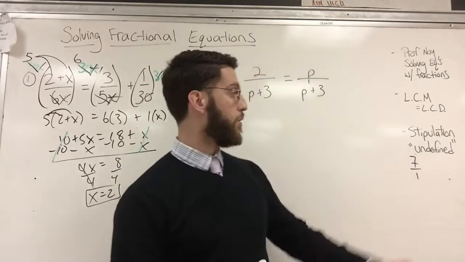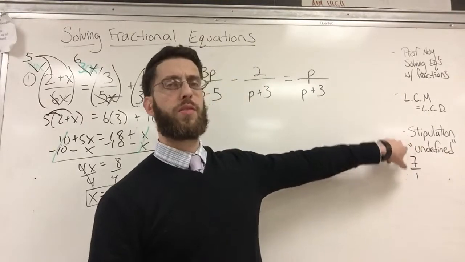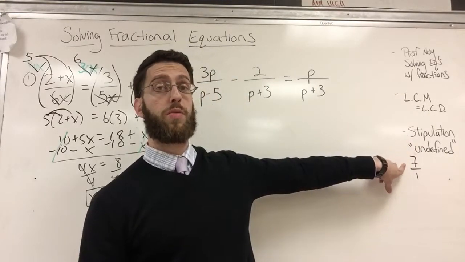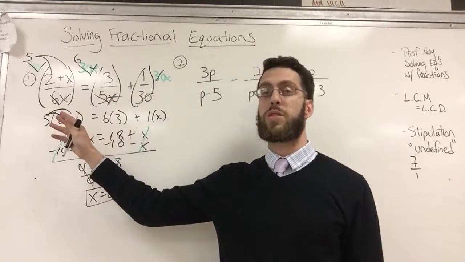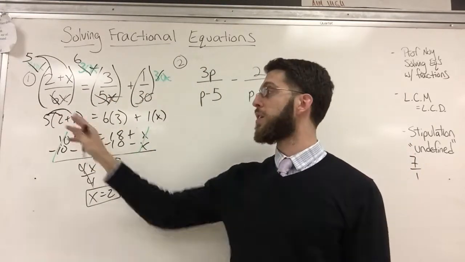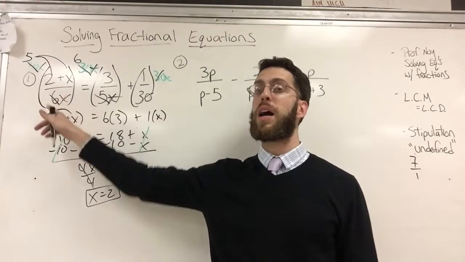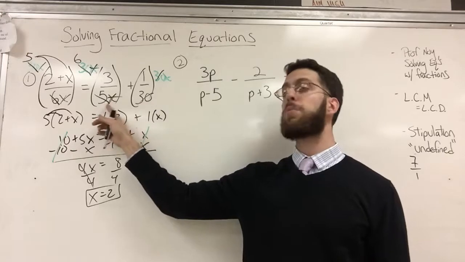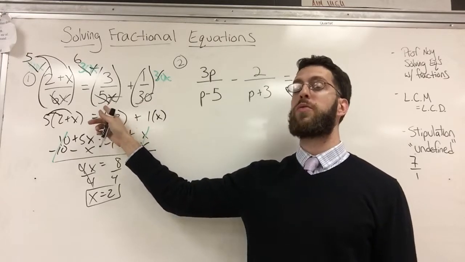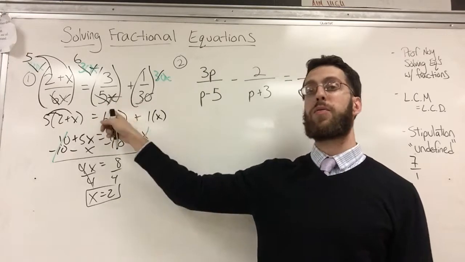Now, I wrote something else. I wrote stipulation undefined. Also, I've explained what undefined means. So there's a stipulation. When they give you fractions, they have to tell you a secret. They say, by the way, this can't be undefined. The bottom can't be equal to 0. There's no way 30 could equal 0. But it is possible for 5x to equal 0.